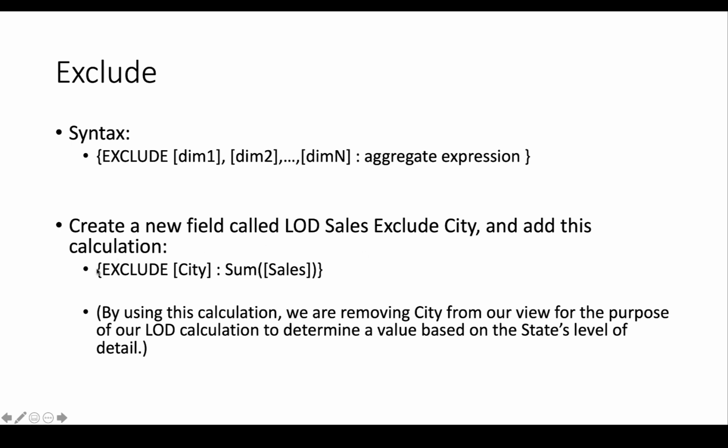And we're going to add this calculation, exclude city, sum of sales, which is basically saying to Tableau, for this field, I don't know what the level of detail is for your visualization, but whatever it is, use everything you've got except the city field and then calculate the sum of sales. All right. We're removing city from the view for the purpose of the calculation. All right. So let's do that in Tableau.